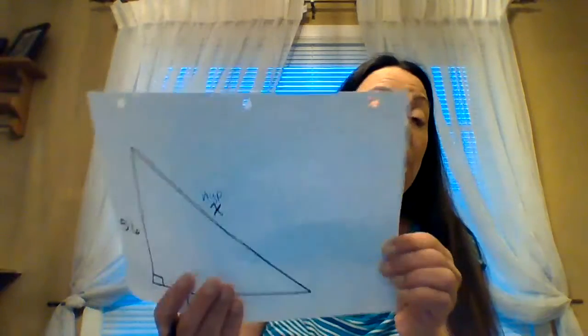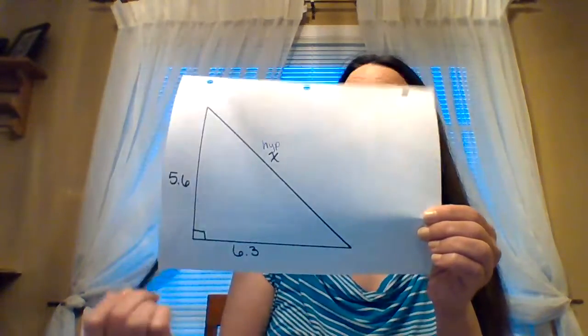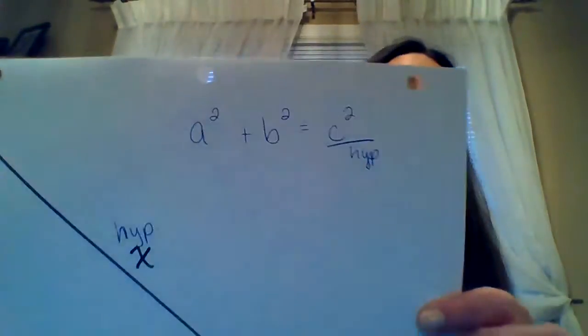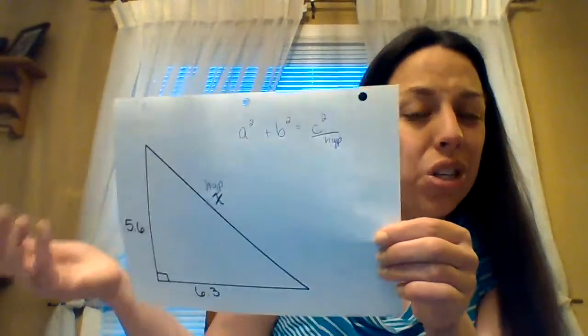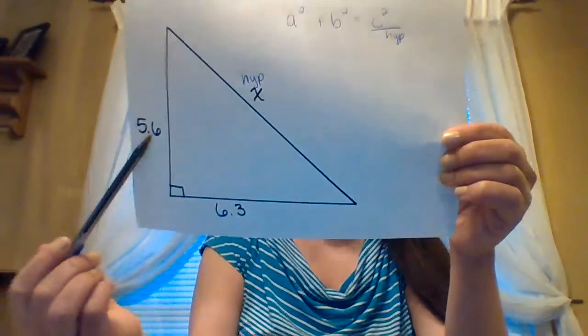My other two are numbers. And so I am going to write down a squared plus b squared equals c squared, but I have to remember that c has to be the hypotenuse, okay? So what is one of your legs? It does not matter which one we write down first, just so you know. So one of our legs is 5.6.